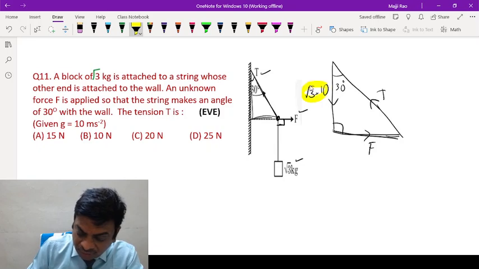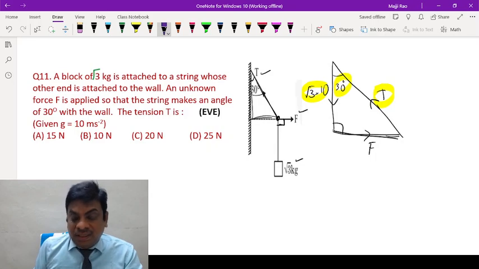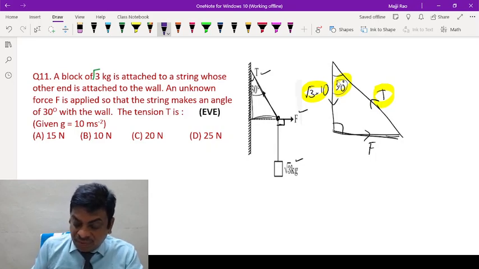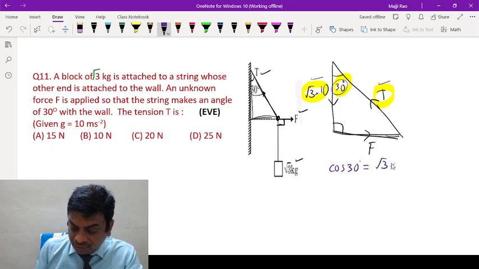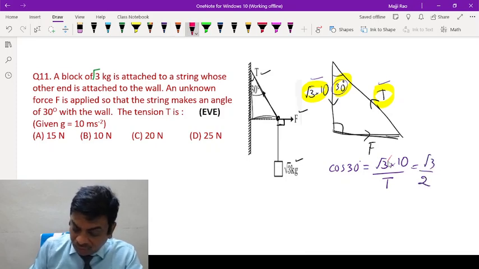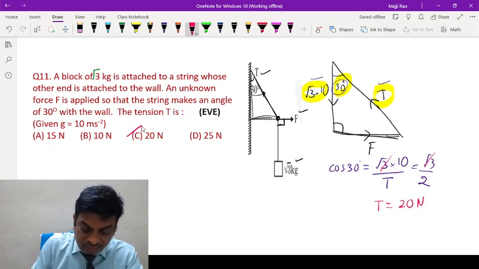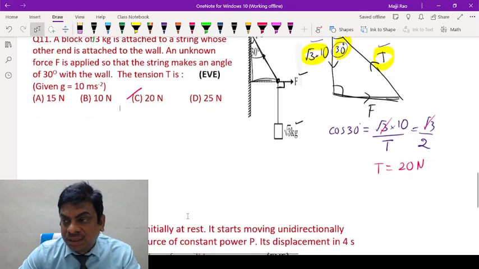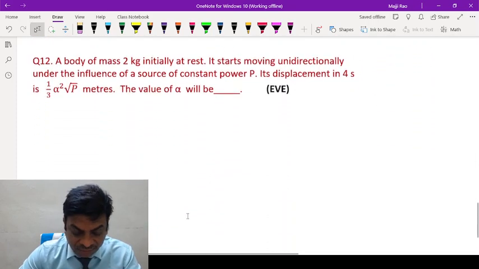So we'll be using the trigonometric ratio which involves the 30 degree angle, the hypotenuse and the base, which is cos. So we can write cos 30 degrees is equal to base upon hypotenuse, and cos 30 is root 3 by 2. Therefore root 3 gets cancelled, so T is equal to 20 Newton. So option C is the correct option. Moving on to the next question.